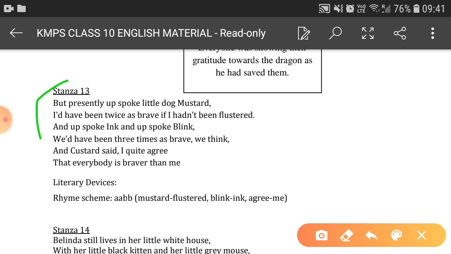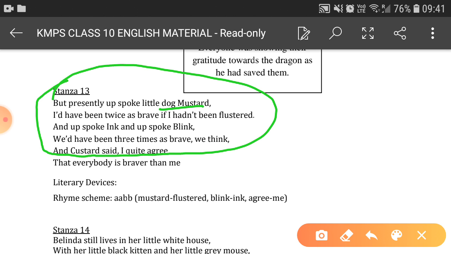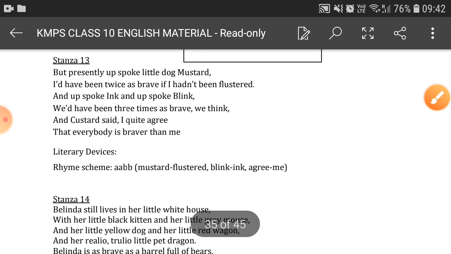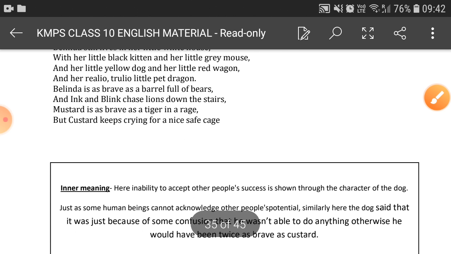So you can see this demotivating speech is done over here by the dog, by Ink, by Blink. And finally, when this demotivating speech was told, like, I am two times braver than Custard, I am three times braver than Custard, this results in a demotivating attitude in Custard himself, and he even accepted that yes, everybody is braver than me. So you can see how much harm demotivation can actually create.